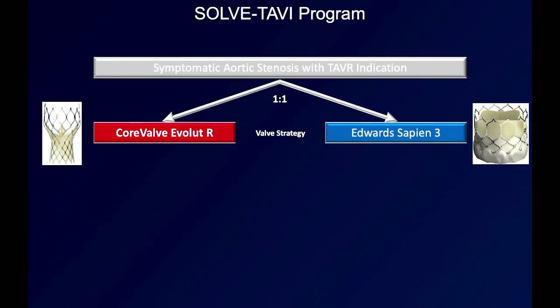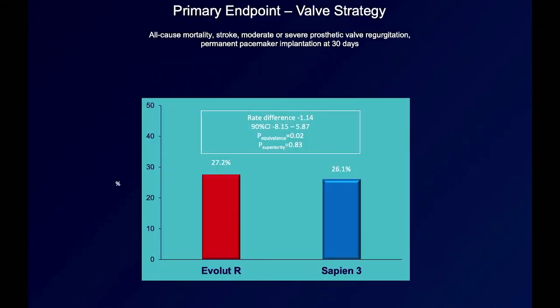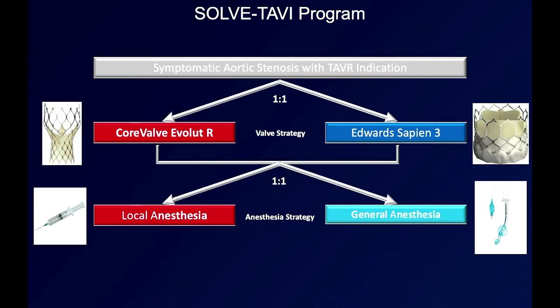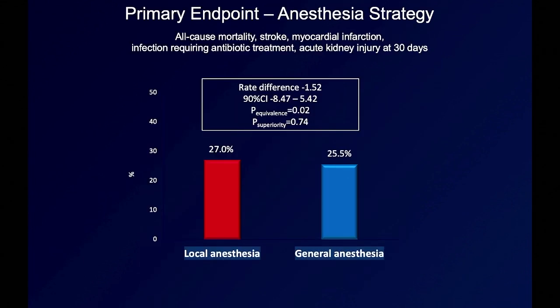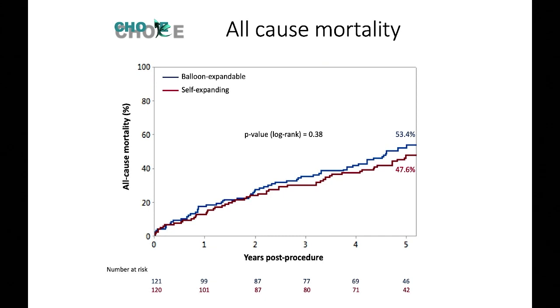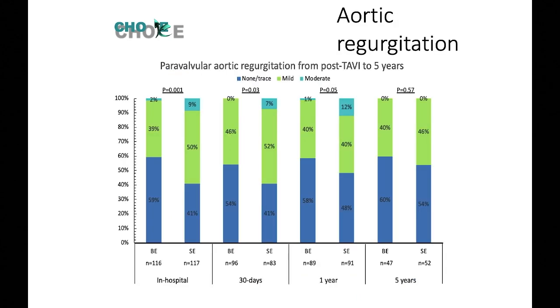So just a couple of slides on balloon expandable and self-expanding valve versus local anesthesia versus general anesthesia. It's a 2x2 design in this now beautiful study. There's no difference between any of the primary endpoints between self-expanding valves and balloon expandable valves. Even anesthesia, there's no difference between local or general anesthesia as well. And all-cause mortality, there is no difference even up to 5 years in these patients.